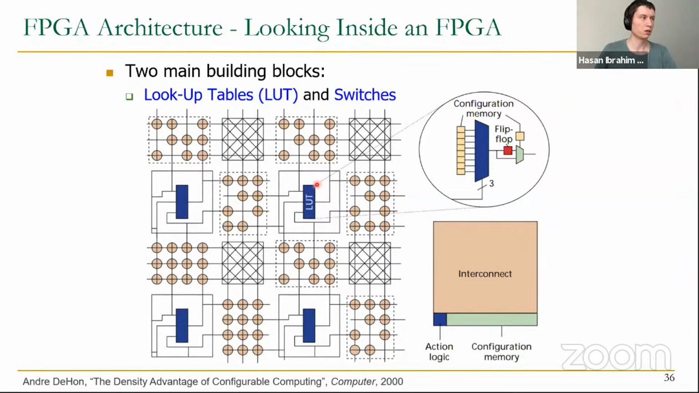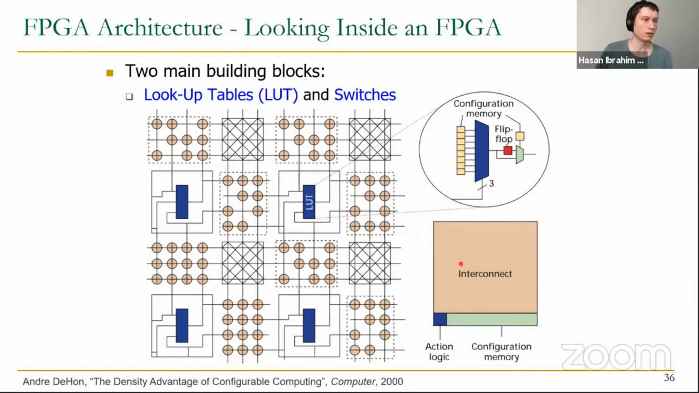We have a lookup table. We have switches here that make up the interconnects. Depending on how we configure those switches, the outputs and inputs of individual lookup tables get connected to different lookup tables. And if you look inside the lookup table, it is just a few bits of memory and a multiplexer. I will explain a bit more about the multiplexer, but essentially, what it does is select one of these bits, represented with the yellow rectangles, and output the result.